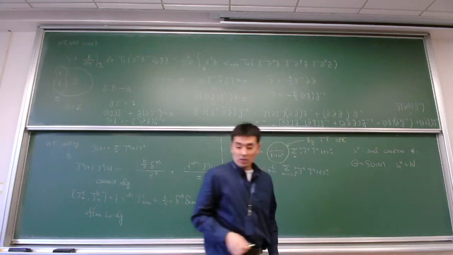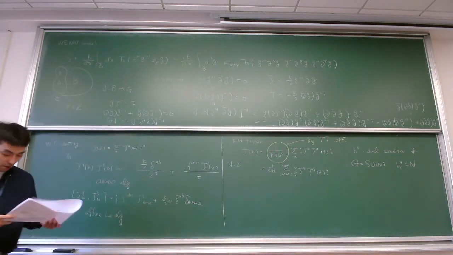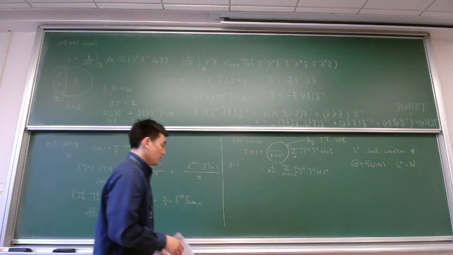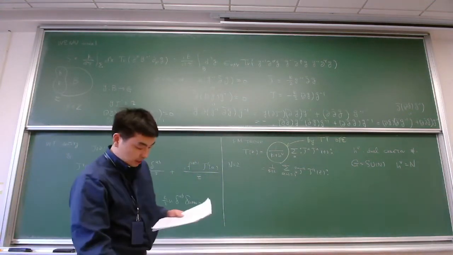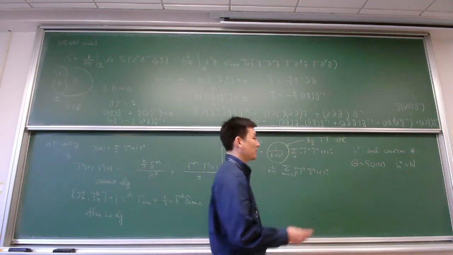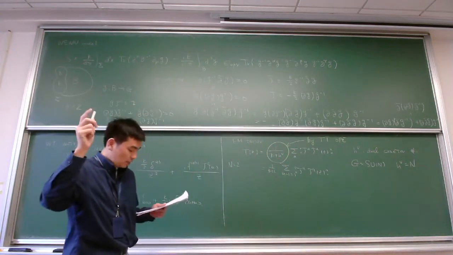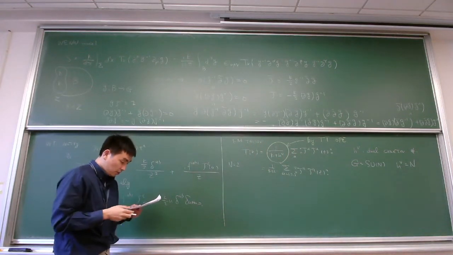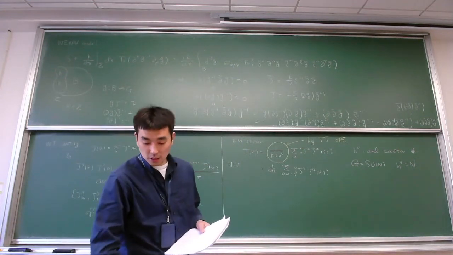So the TT OPE should obey the usual form, right? T T goes like c over 2 over z to the 4th, plus 2T over z squared, and so on. Okay, so that's what we need.